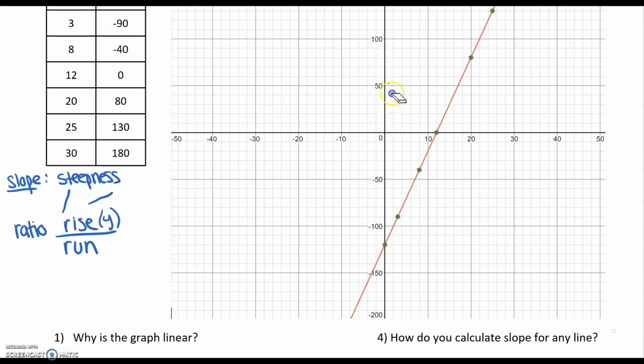Run is how much you go left or right on a graph. When we're talking about left or right on the graph, we're talking about our x coordinates. So it's a ratio of how much you rise and run between any 2 points on the graph. And I'll even write that down: between any 2 points on a line.